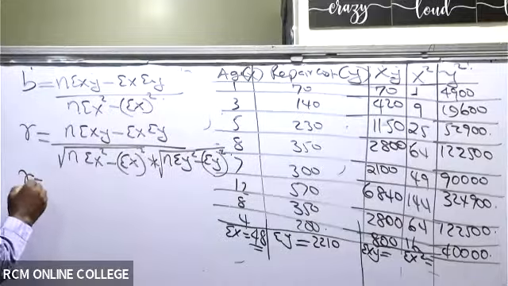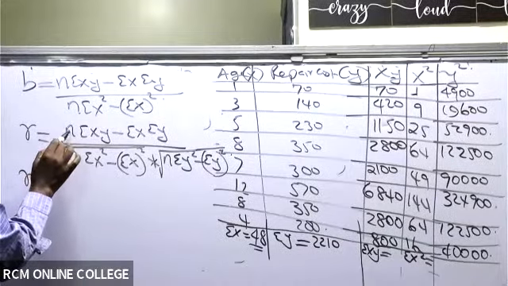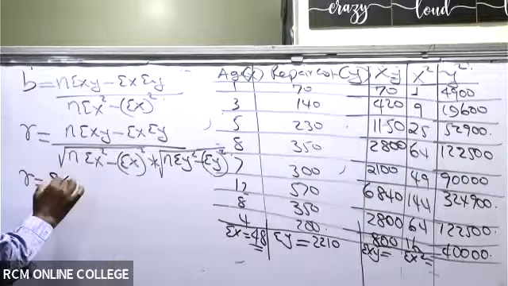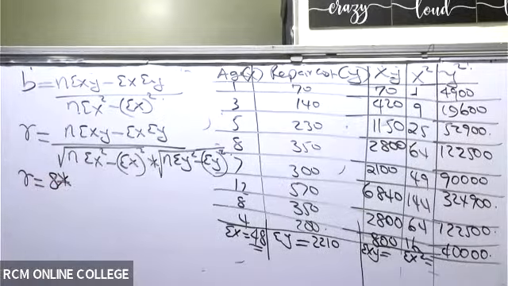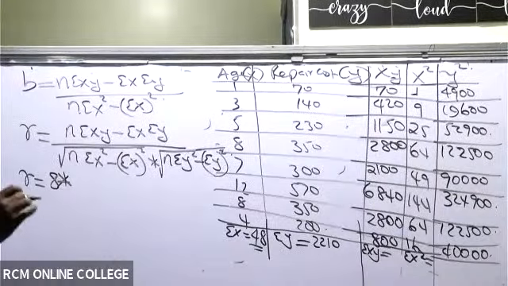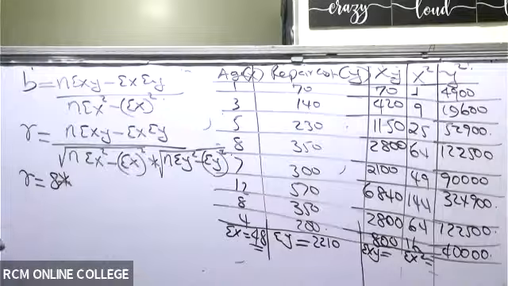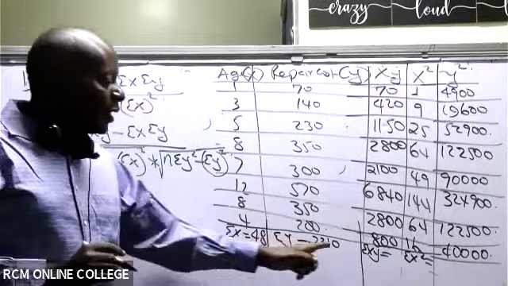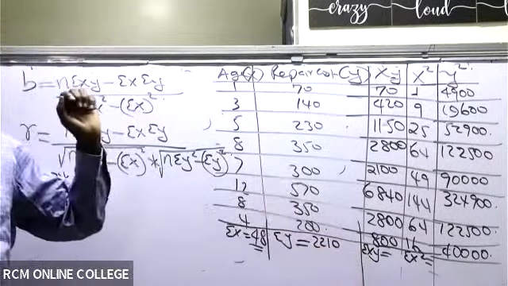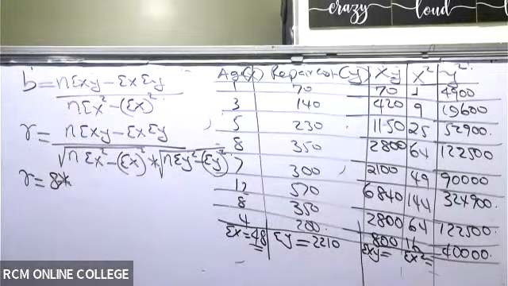So that my R will be equal to... if you're able to remember n, n was 8. Times summation of xy. I deleted my summation of xy. We already obtained this summation of xy somewhere. Is there somebody who can remind Mwalimu what the sum of xy was?